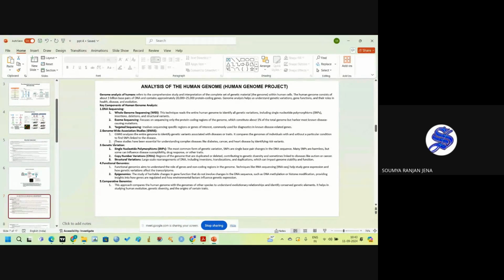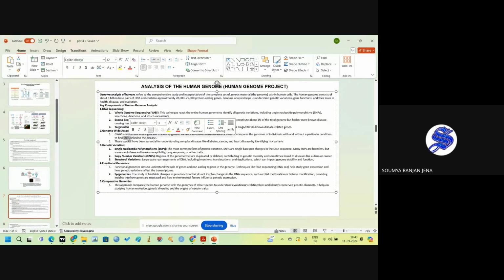Then we have the genome wide association study. Genome wide association study examines the entire genome to identify genetic variation associated with a disease or trait. The trait means one character. It compares the genomes of individuals with or without a particular condition to find SNPs linked to that disease. Because a single nucleotide polymorphism is very dangerous for our genome, we mainly target this SNP.